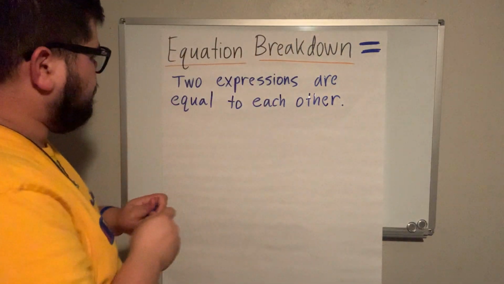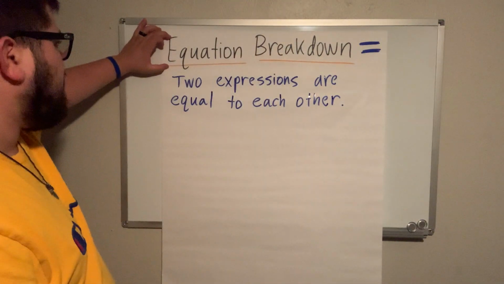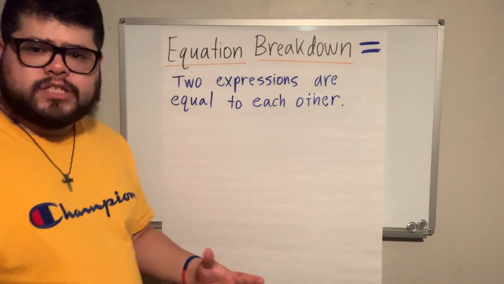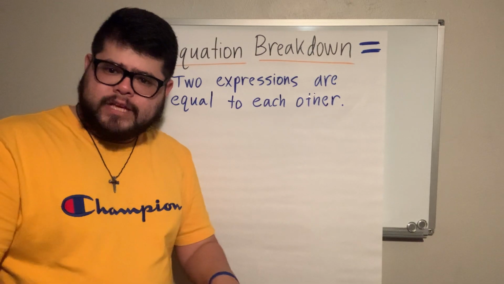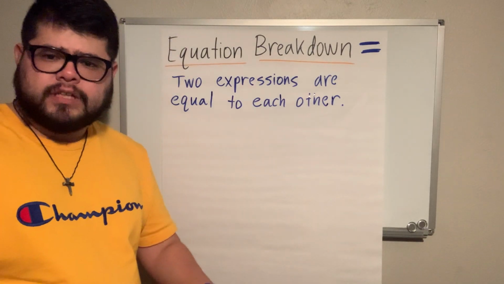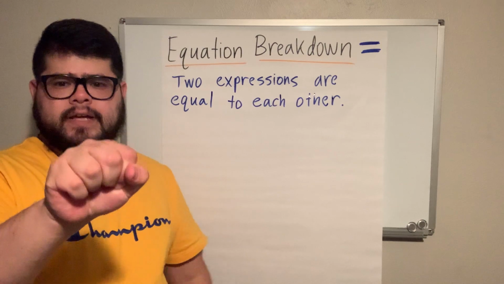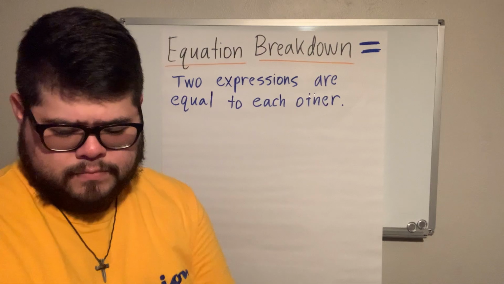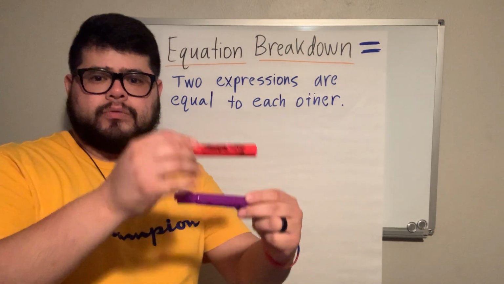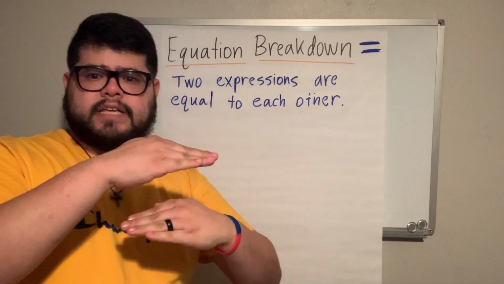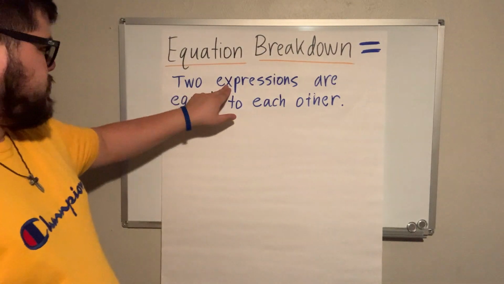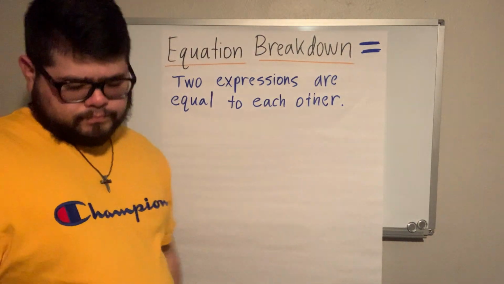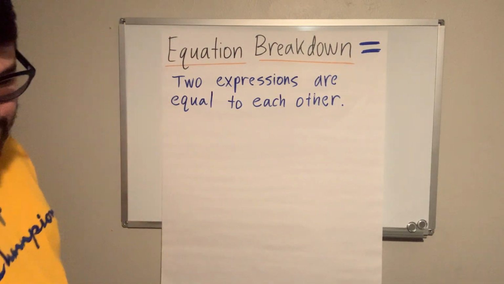Okay, so when we're talking about an equation, it is when two expressions, and we talked about expressions, expressions do not have equal signs. So let's say this is an expression and this is an expression and they are equal to each other. Two expressions are equal to each other. Okay, make sure you have that written down.